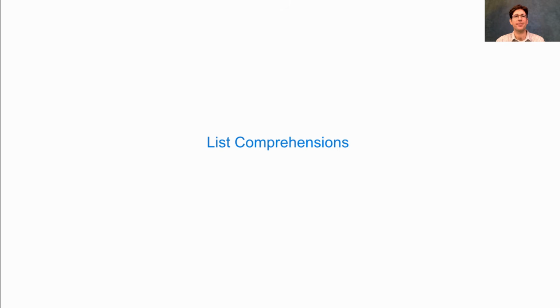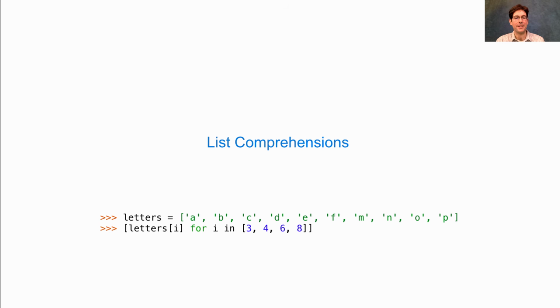List comprehensions are a powerful form of combination in the Python language. And a list comprehension, like the one that you see here on this second line, takes an existing list, in this case a list of numbers, and computes a new list from it according to some expression. So this one builds a list out of the letters i for every i in 3, 4, 6, and 8, where letters is the sequence of letters, which gives me DEMO.